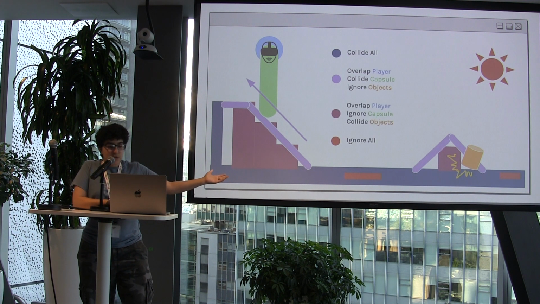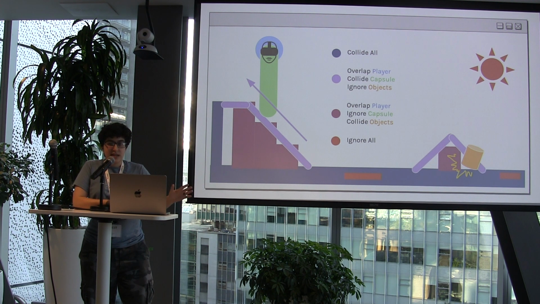Now I'll kind of explain what it means. So in this example here, the ground is collide all. The player would be colliding with the ground. If they stuck their head into the ground, it would be colliding with the ground. And if they threw an object at the ground, it would collide with the ground.